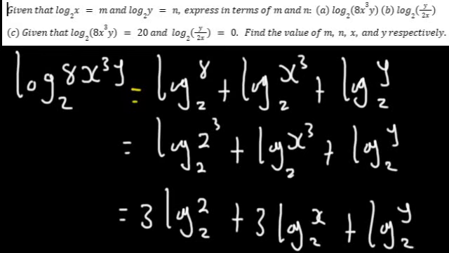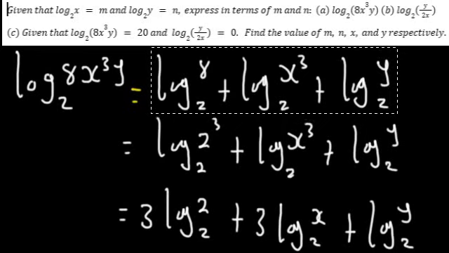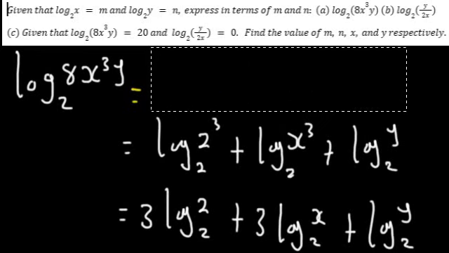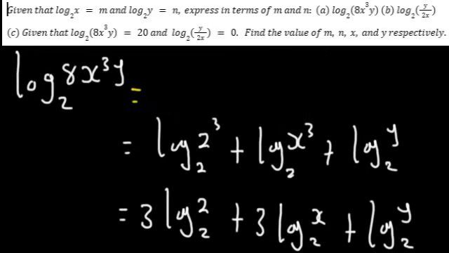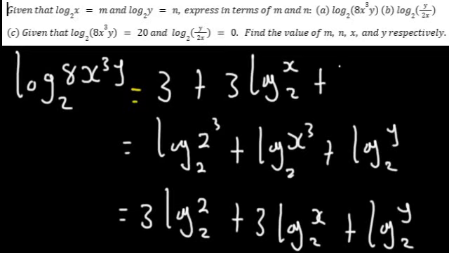Now I've run out of space, so I will need to get rid of some stuff. Let me just get rid of the first one instead. So this is gone. Now at this point, log of 2 to the base of 2 is indeed equal to 1. So therefore, we're going to be left with 3 plus 3 multiplied by log of x to a base of 2 plus log of y to a base of 2.